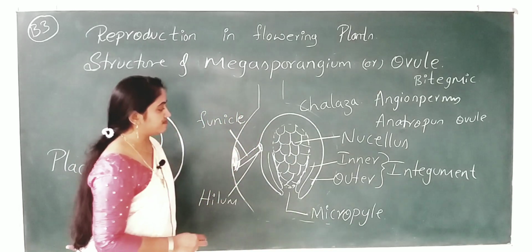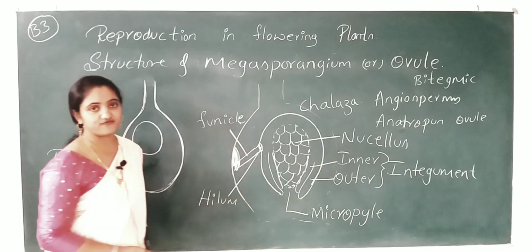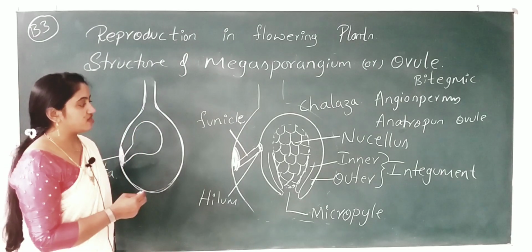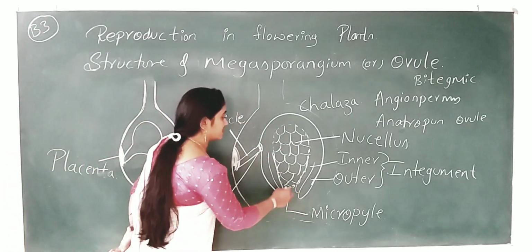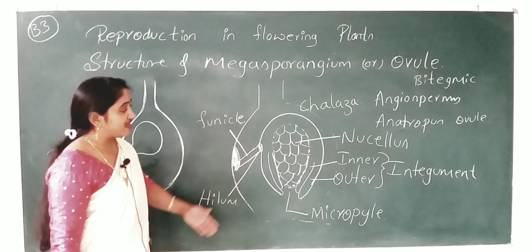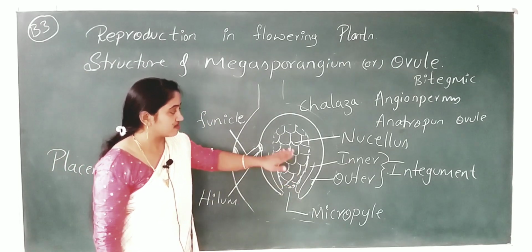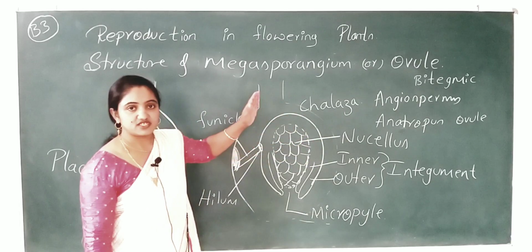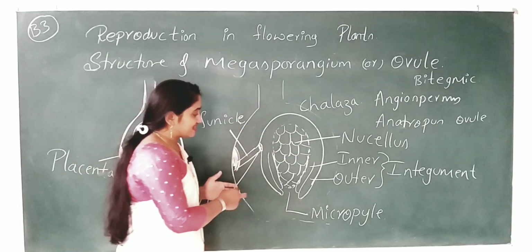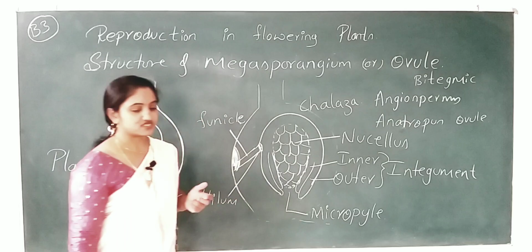After this, what will happen? Where is the female gametophyte? We can't see any female gametophyte where the pollen grain, the male gametophyte, will come and make contact. Where is the actual position? To understand that, we'll see one more structure.